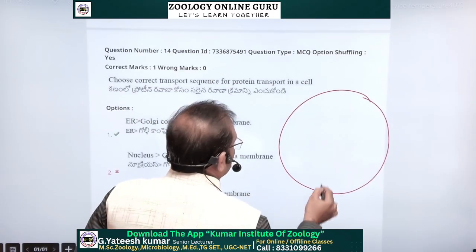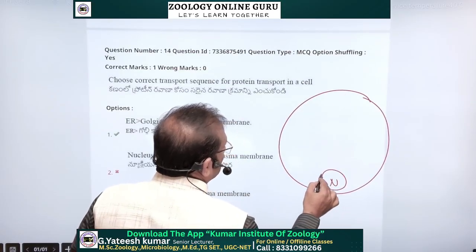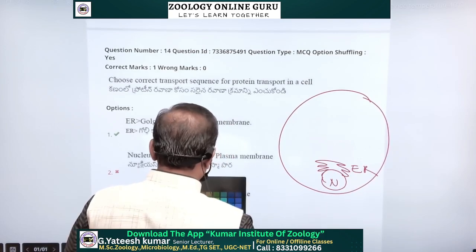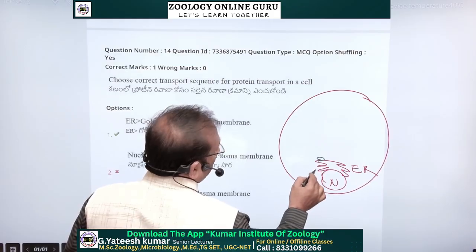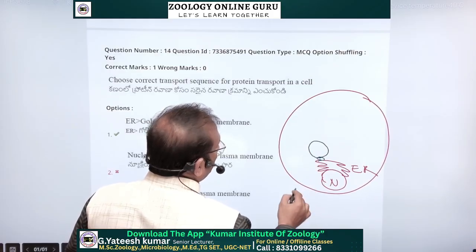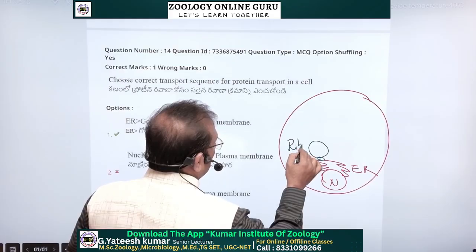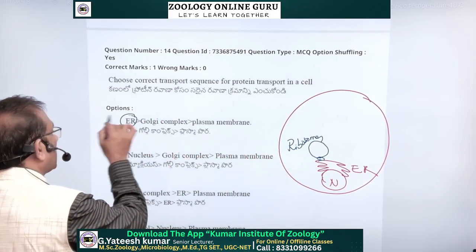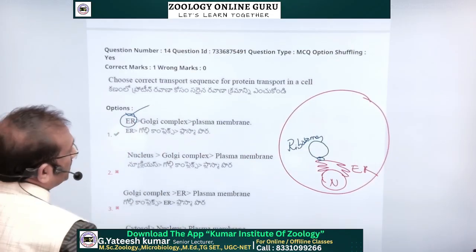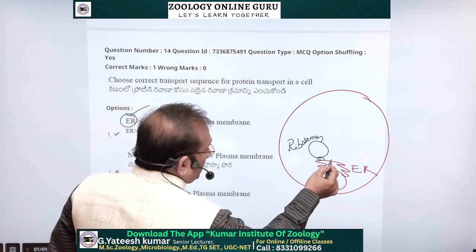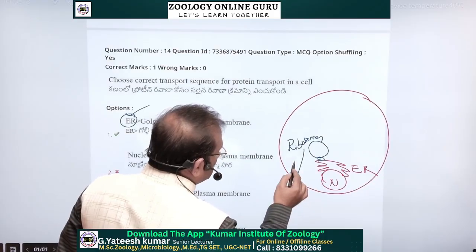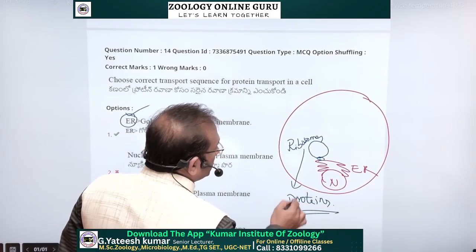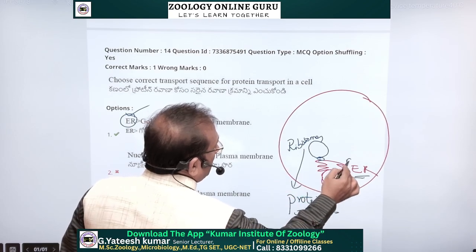Okay, here the cell, this is the nucleus, and near the nucleus the ER is present. On the ER, rough ER is there, the rough ER with the ribosomes. Here he is not asking directly about the ribosomes, he asked about the ER. So the ER also participates in protein synthesis by using ribosomes. Whatever proteins are created in the ER, that's called rough ER.